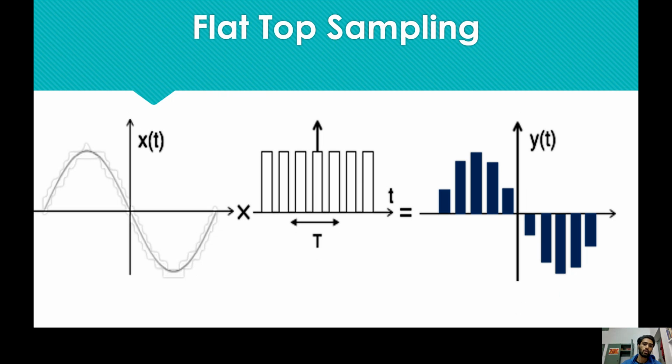In flat top sampling, we use the same pulse train and the same input, but in this we have a fixed magnitude for a fixed time point. We do not have any kind of noise over there, and this is the most used sampling technique.